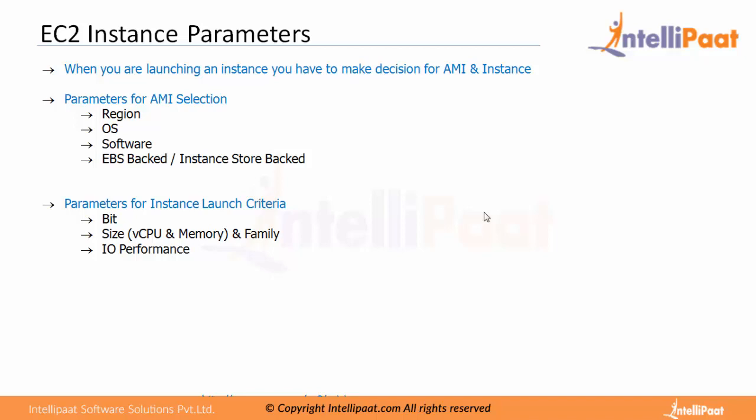Then when you launch an instance, you might need to select the 32-bit or 64-bit OS you are going to use. What is the size of the instance? Instances have multiple sizes, which we are going to see in upcoming slides. Also, you need to check what kind of IO performance you need, and that also makes a decision in selecting the size for your instance.